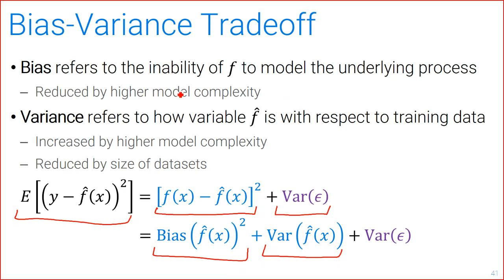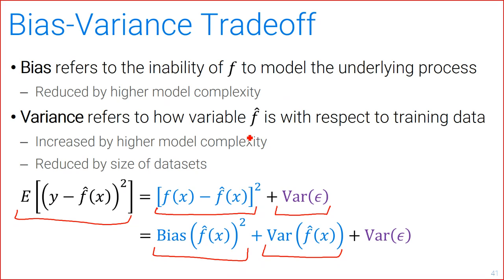So bias refers to the inability of the model to model the underlying process, right? So it can be reduced by having a higher model complexity. So is the model good or not for the data? Does it have a lot of error? Yes or no? And then the variance refers to how variable the estimate of the model is with respect to the training data.